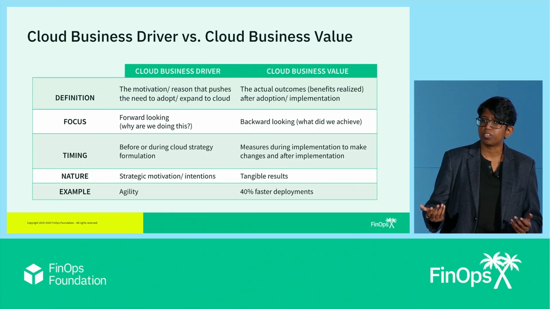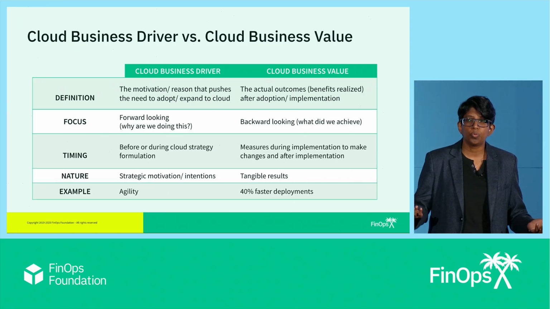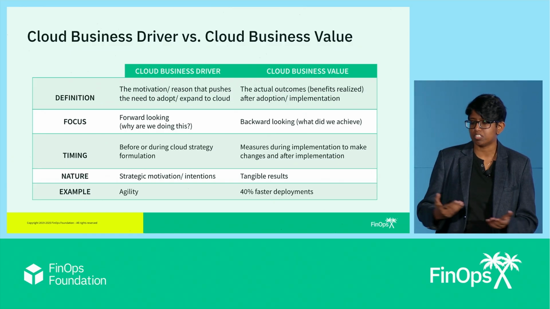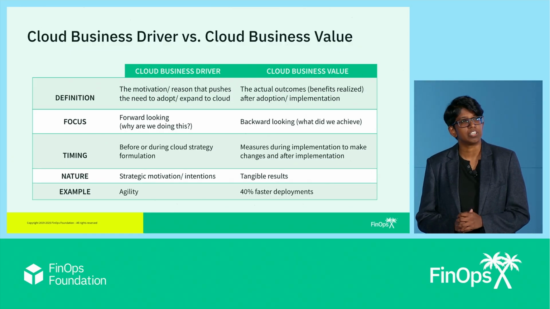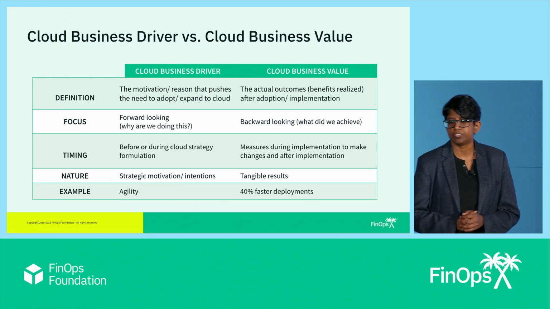If you're looking for a simple example, say my business driver is agility. The way I would look at my business value then is, say, 40% faster deployment times. There you go, right? That's the story we want to try and tell.